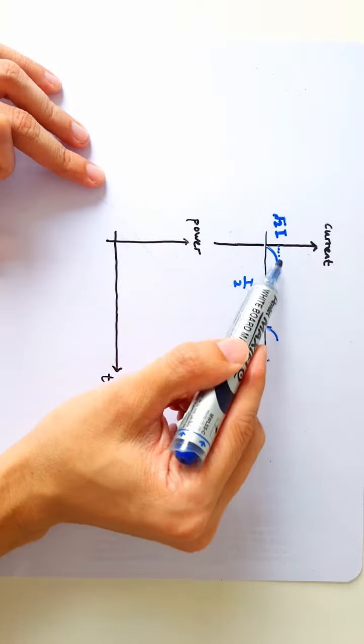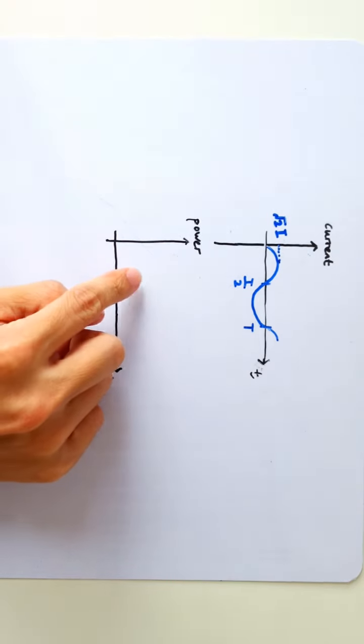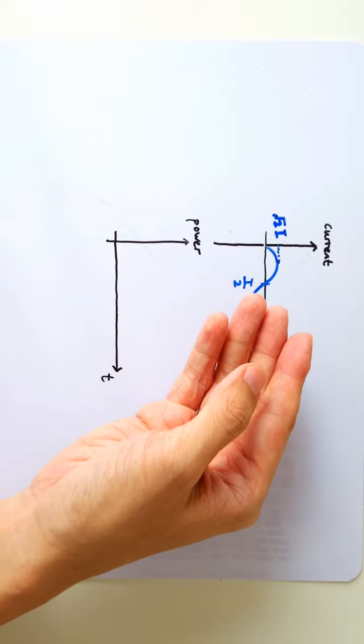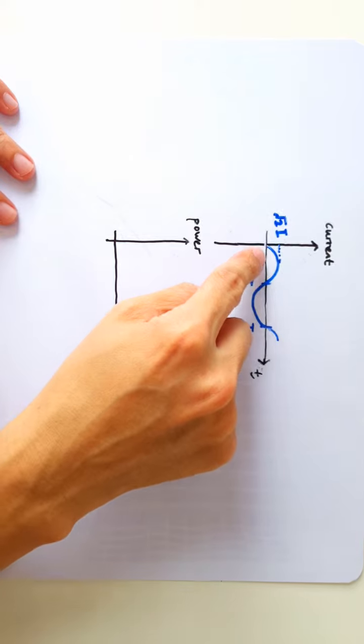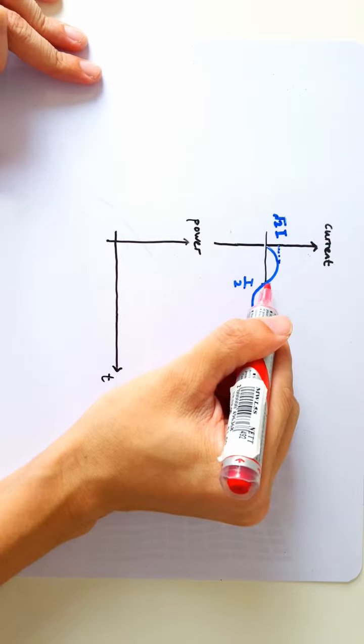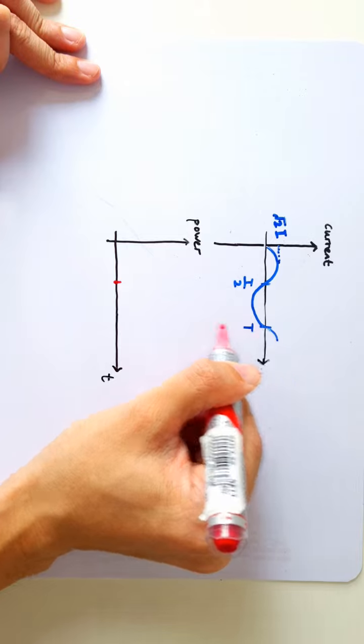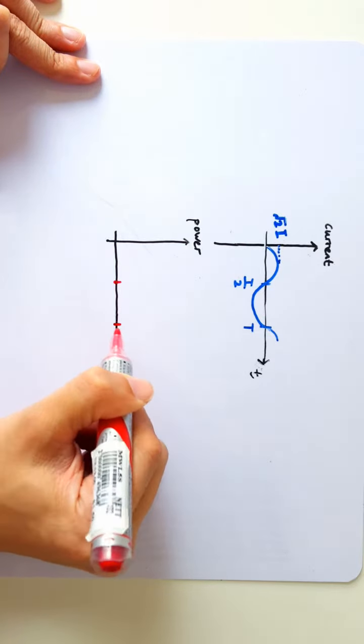So if this is the current variation, then to get the power variation, we just have to think in terms of I square R. So we've got to square this graph. Obviously, when the current is 0, I square R should be 0 here as well. Here the current is 0 again, so you get a 0 point here again.